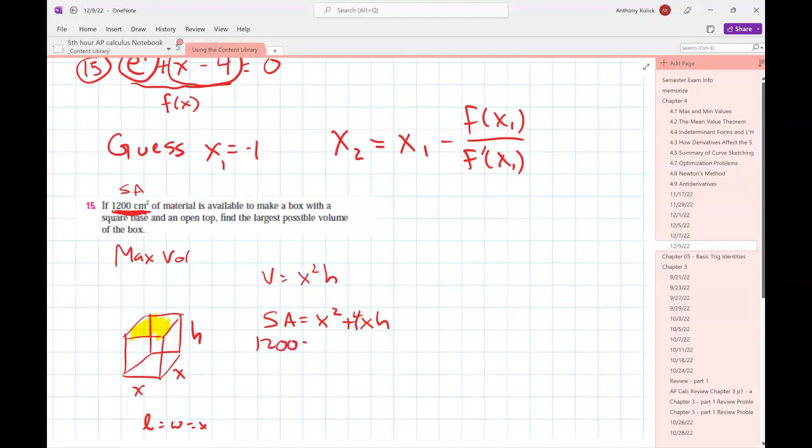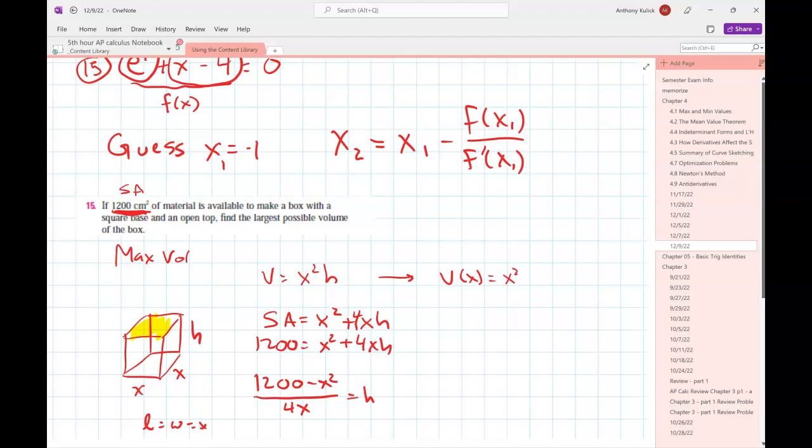So when I plug in the 1,200 for my surface area, I can now get the h by itself. So I'll subtract the x squared and then divide by the 4x. So that's my h.